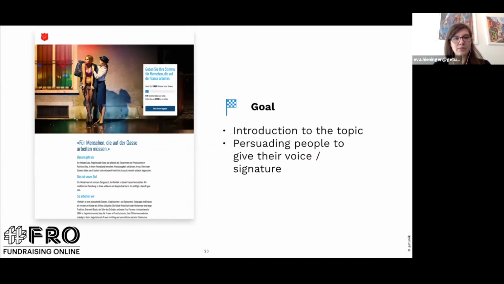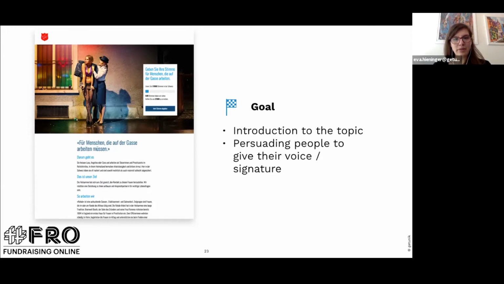On that page, the people were introduced a little bit more to the topic. What does Salvation Army actually have to do with prostitution? How do they work with women working as sex workers on the streets? And the goal of that page was to persuade people to give their voice, give their signature.